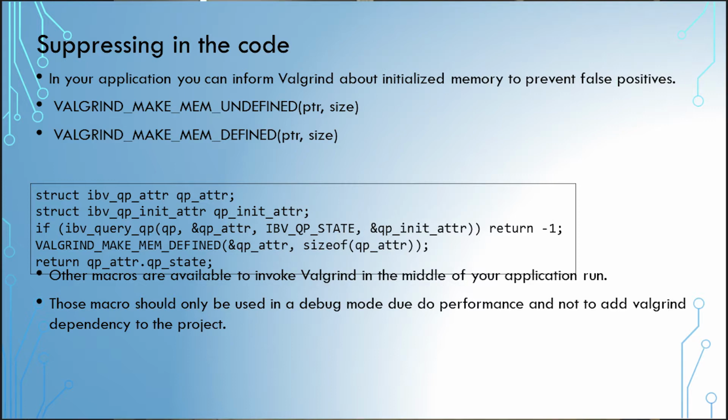There are more sophisticated macros. I never use them, but you can invoke memcheck from your application at certain times. Some use cases are there, you can use them. Those macros should only be under an ifdef or something, because they slow down the run of the application, and they force you to compile with Valgrind devel, something that you don't really want to do all the time.